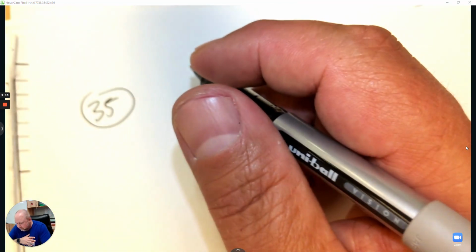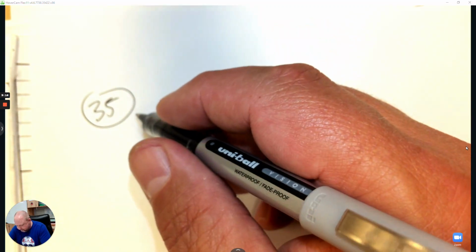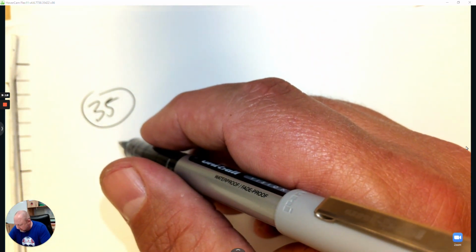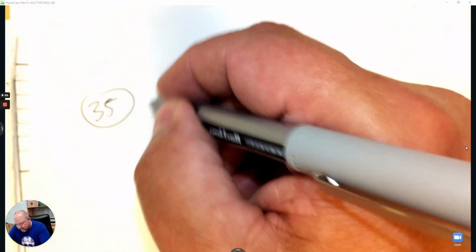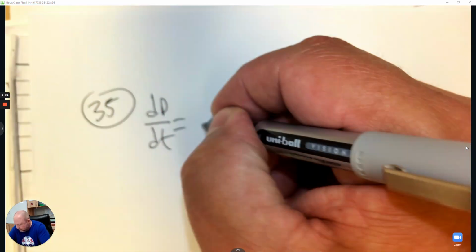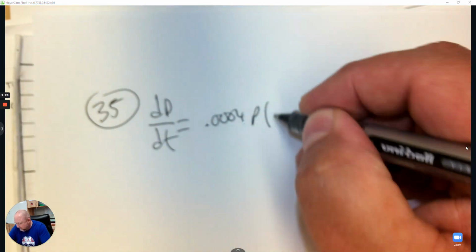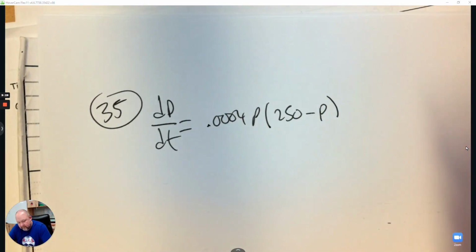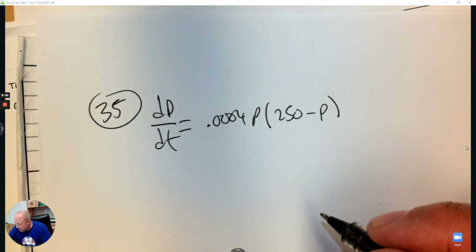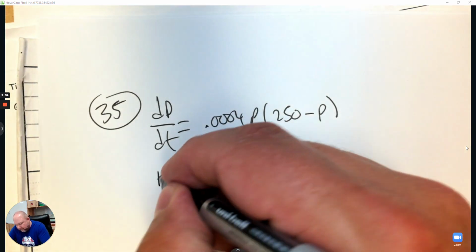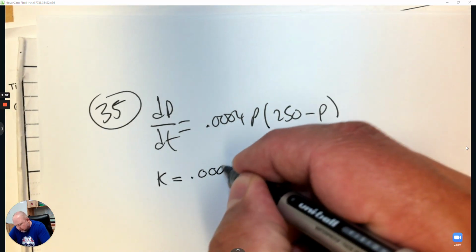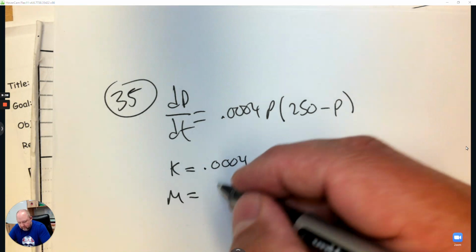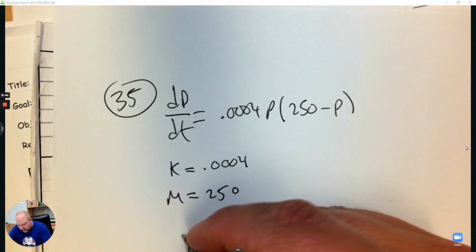Another logistic equation. A wild preserve can support no more than 250 gorillas. 28 gorillas were known to be in the reserve in 1970. And then it gave us this. Find a formula for the population. So for the population, I need to know what K equals, which is 0.004. I need to know the carrying capacity, which is 250.